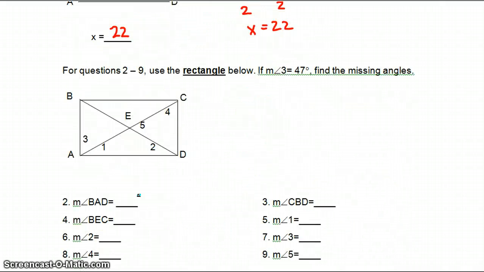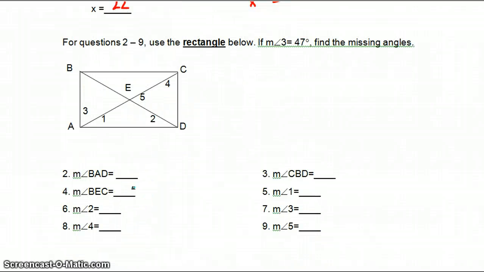Number 2, we also have another rectangle. This time we're told that angle 3 is equal to 47, and we need to find the other missing angles. Okay, so over here we'll put 47. Now we know that in a rectangle, since it's a parallelogram, alternate interior angles are equal, so 47 is going to go up here. And we also know that these angles are equal to each other, so I can put 47 down here.